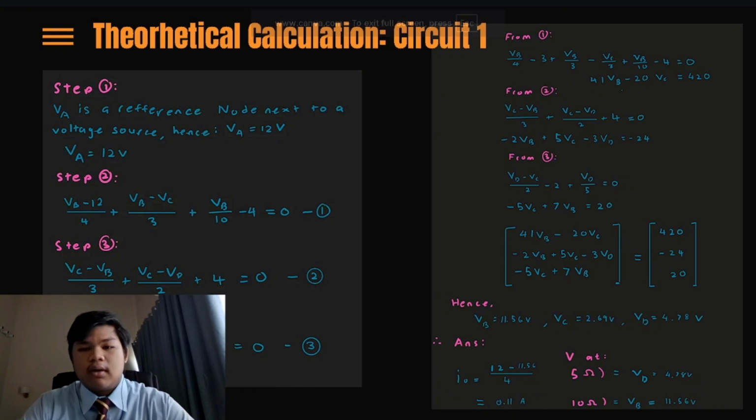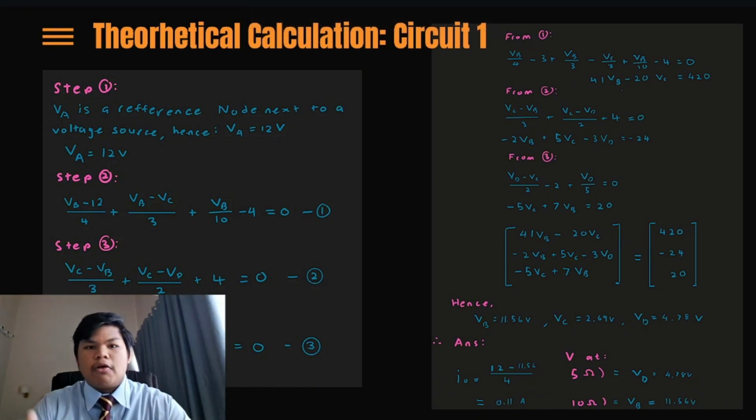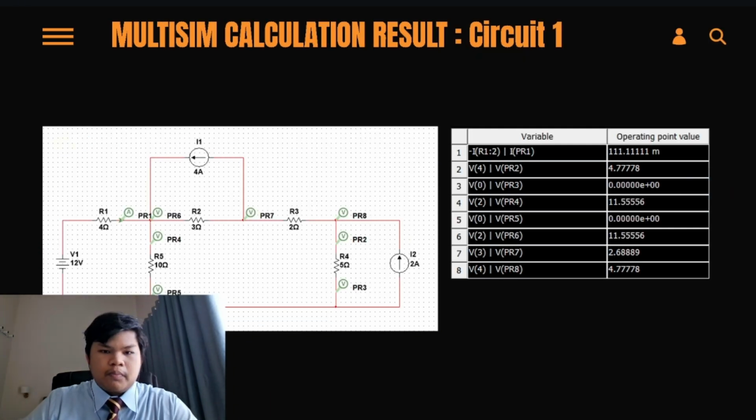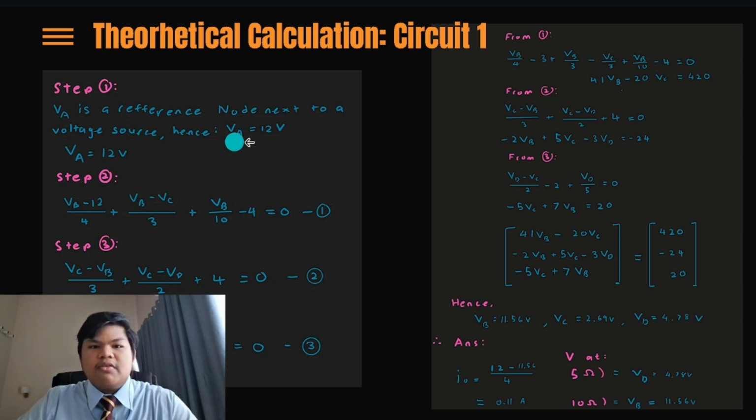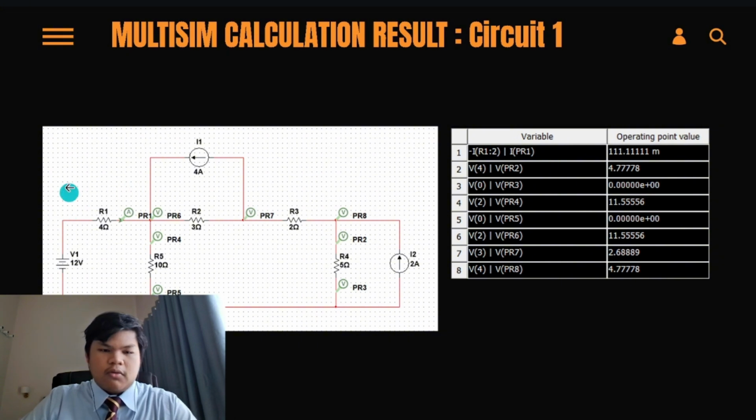After we've completed our Multisim circuit, we then calculate our theoretical value for the circuit. I'll be explaining circuit 1. Circuit 1 is this one. In step 1, VA is a reference node next to a voltage source, hence VA is 12. So we assume here is VA, here is VB, VC, and VD.